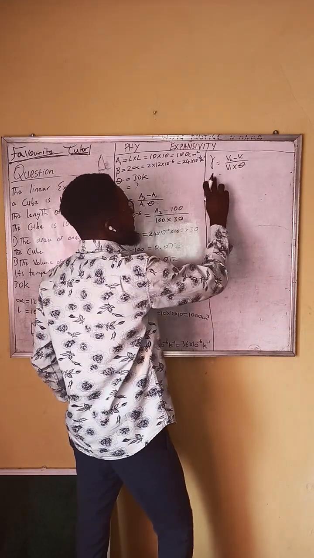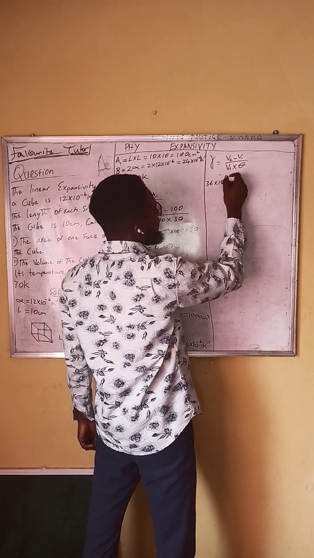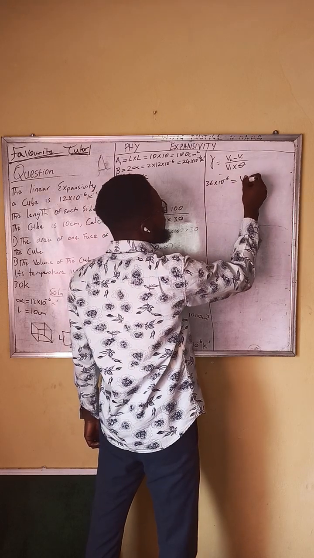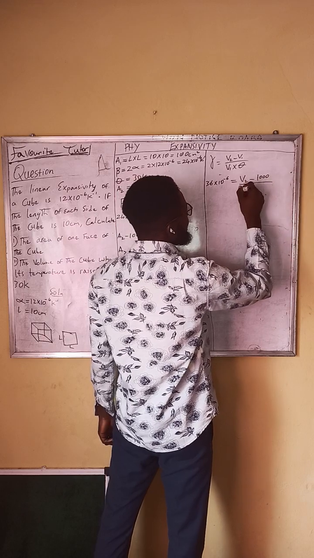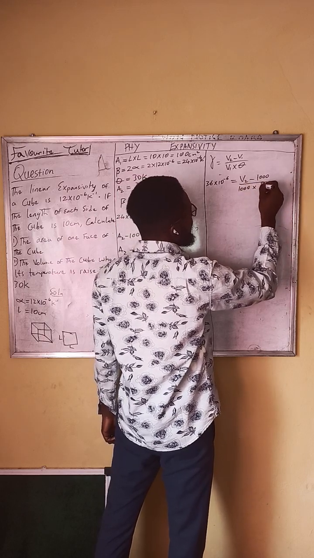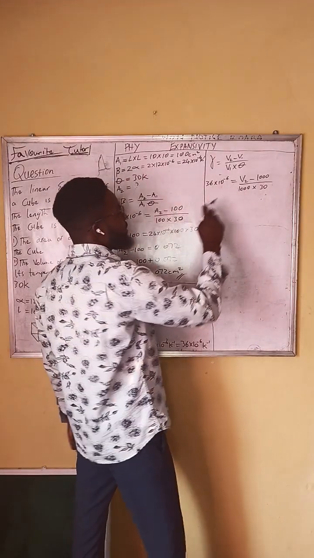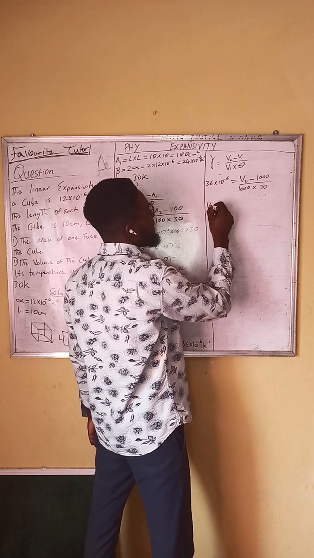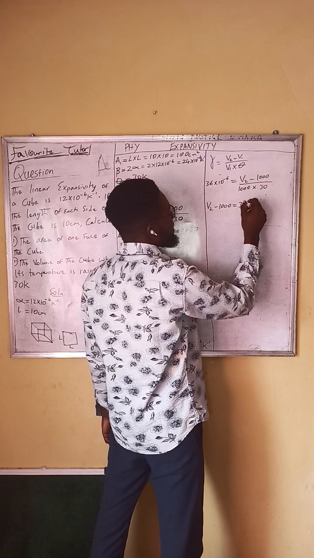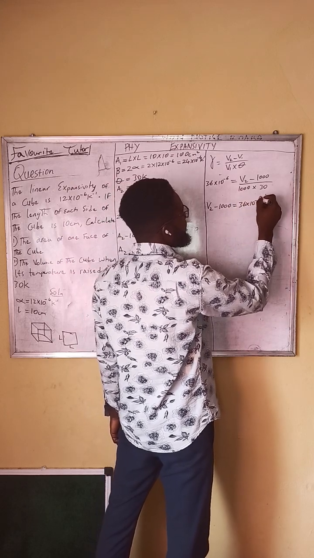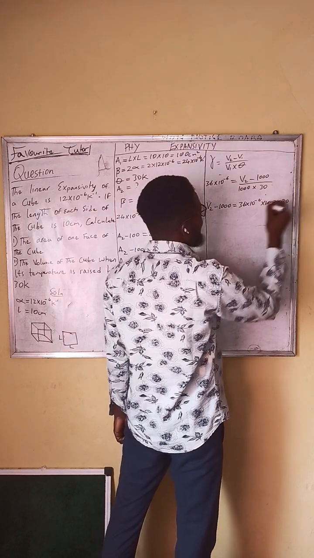So therefore, the volume expansivity, 36 times 10 raised to the power of minus 6, equals volume 2 minus volume 1, which is 1000, all over 1000 times 30. Okay, so we are looking for volume 2. We cross multiply. Volume 2 minus 1000 equals 36 times 10 raised to the power of minus 6 times 1000 times 30.